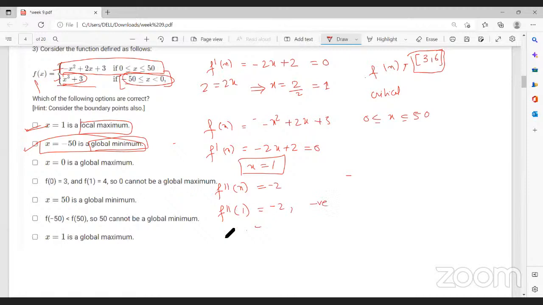If f double dash of x at a particular point, say c, is negative, then I can say at that point there is a local maximum. And if at that point c you get a positive value, then it is a local minimum. First we have to calculate the second derivative, then put the critical points in it. Here we are getting a negative value at x equals to 1.